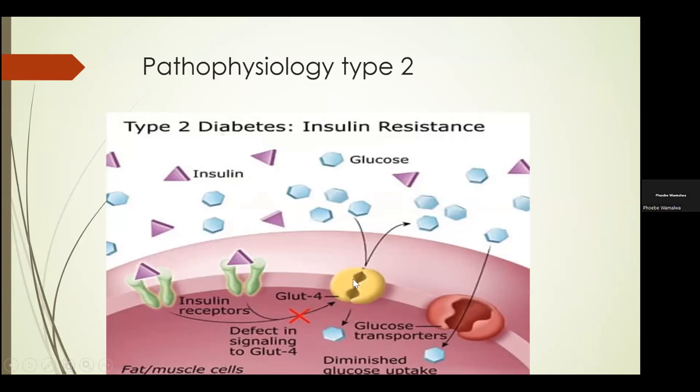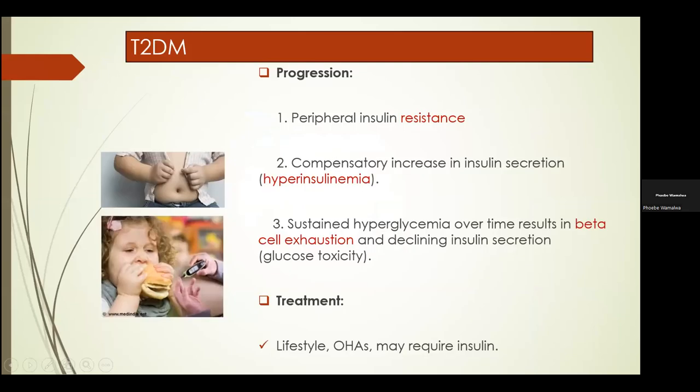So what happens is the patient will develop a peripheral insulin resistance, and then the pancreas will compensate by increasing insulin secretion, causing hyperinsulinemia. However, sustained hyperglycemia over time results in beta cell exhaustion with declining insulin secretion, and hence requiring insulin to protect the C-peptide. So the treatment is lifestyle adjustments or hypoglycemic agents and may require insulin.